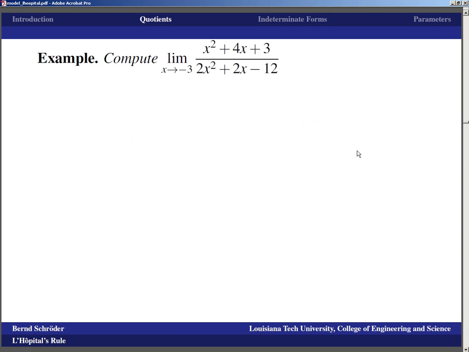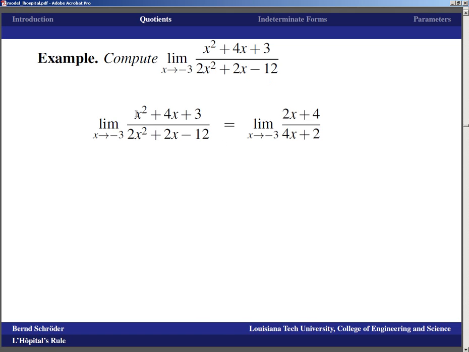Compute the limit of the quotient of two quadratics. Well, that's where things got really nasty in our computations earlier. Let's see. When x goes to negative 3, we get 9 minus 12 plus 3, which is 0. And here we get 18 minus 6 minus 12, which is 0 also. So L'Hopital's rule can be applied. It's 0 over 0. So we take the limit.